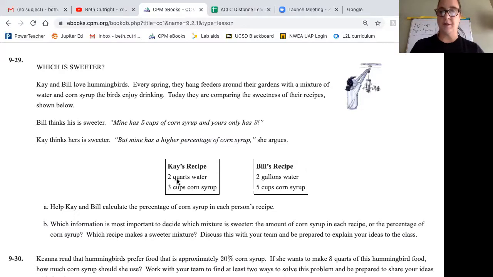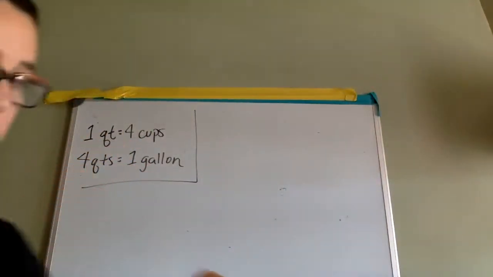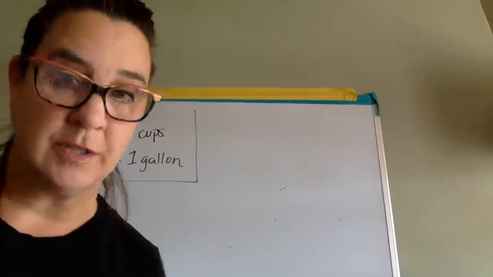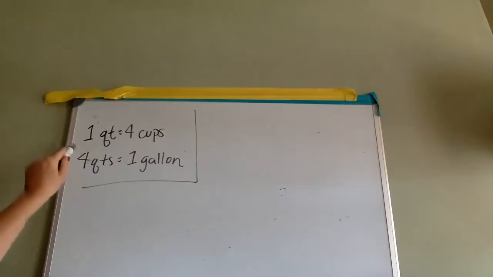She has quarts of water and cups of corn syrup, where he has gallons of water and cups of corn syrup. So the cups you can compare, but they're not going into the same amount of water. 2 quarts has something to do with gallons, but it's teeny compared to gallons. So what you can see on this board is I've written down some unit conversions between quarts and cups and quarts and gallons.